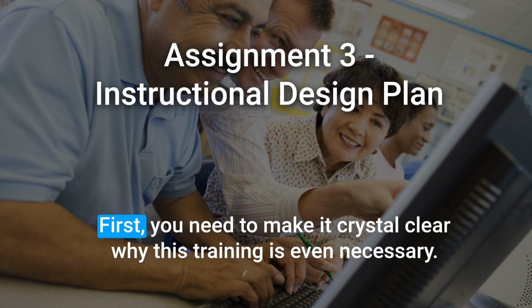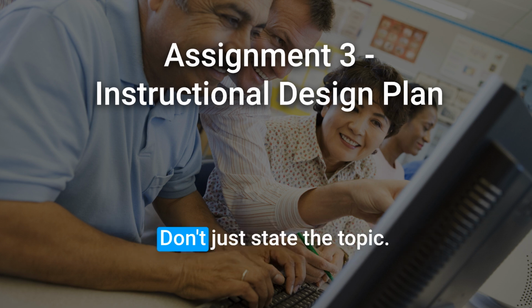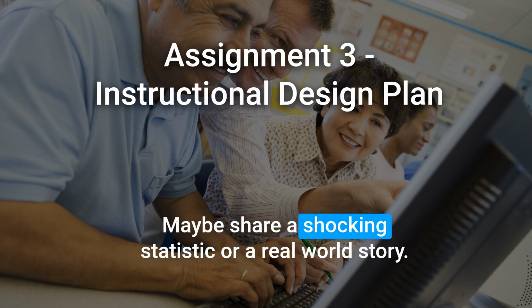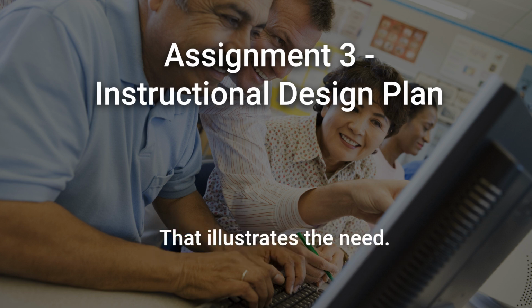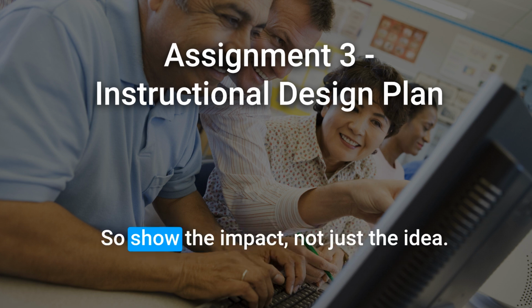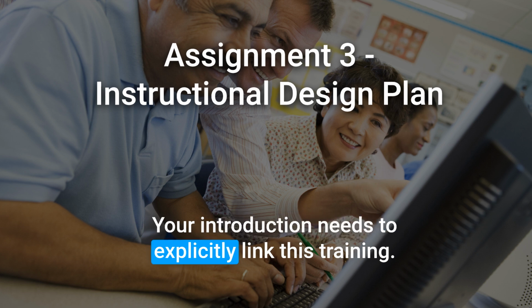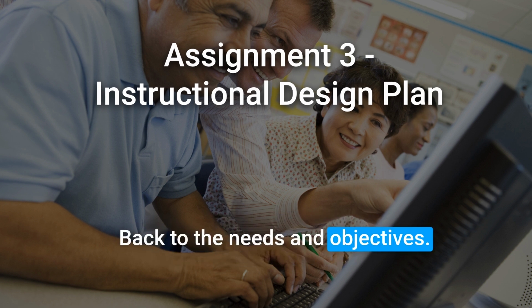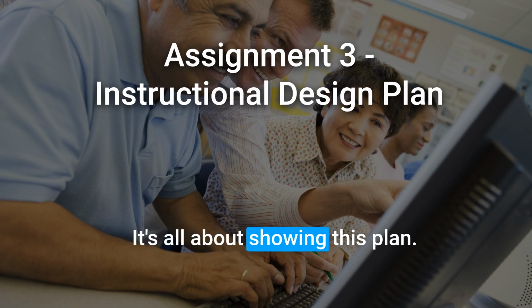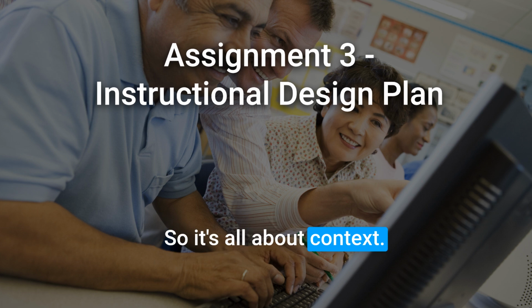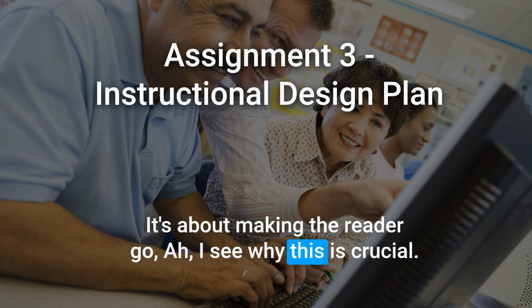There's two things. First, you need to make it crystal clear why this training is even necessary. Don't just state the topic. Paint a picture of the problem you are solving. Maybe share a shocking statistic or a real-world story that illustrates the need. Got it. So show the impact, not just the idea. What's the second ingredient? You need to connect the dots. Your introduction needs to explicitly link this training back to the needs and objectives that you uncovered in your analysis. It's all about showing that this plan isn't just a random idea, it's a laser-focused solution to a very specific problem. I see. So it's all about context. It's about making the reader go, I see why this is crucial.